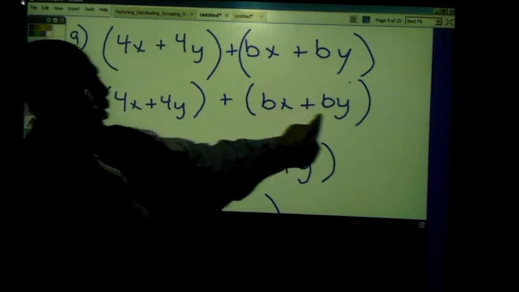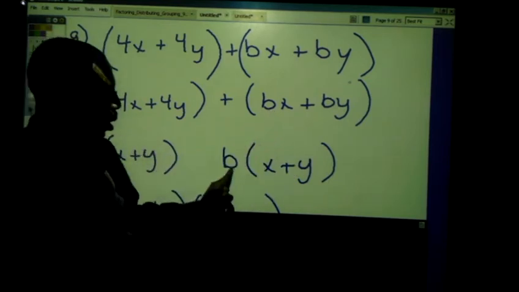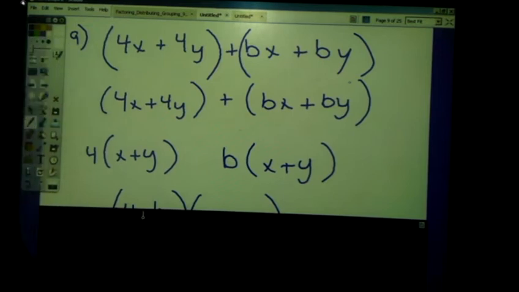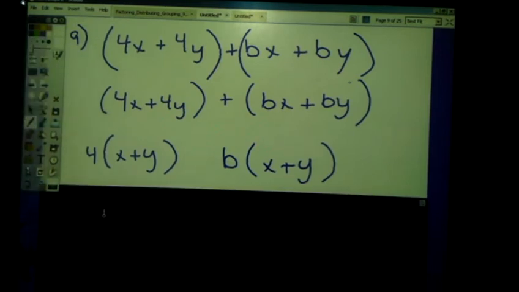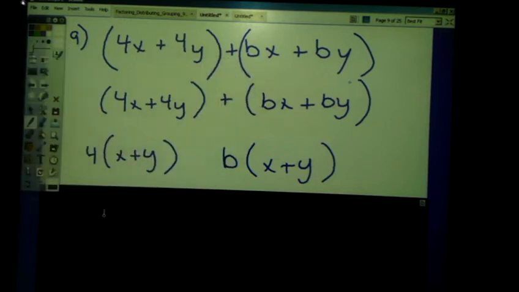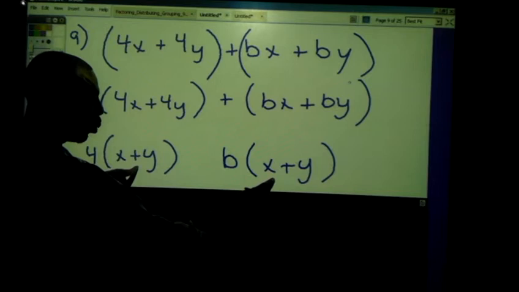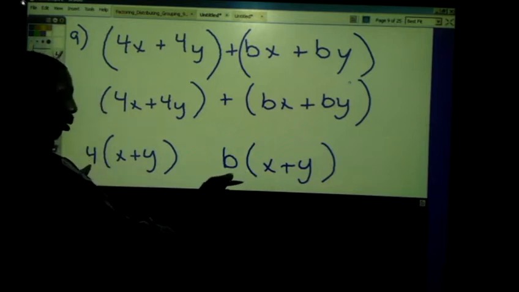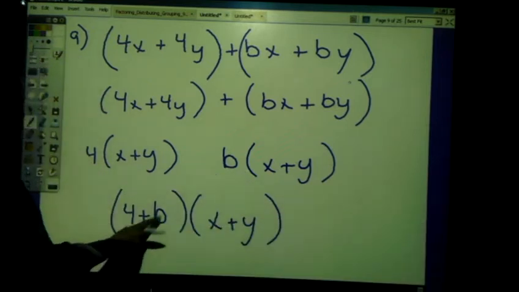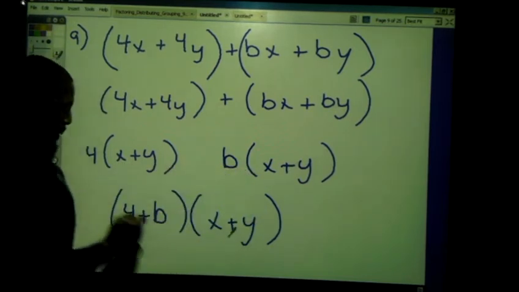For this one, both of these have b's in common, so we pull it out. B times x is bx, b times y is by. So when we're solving by grouping, you only do this when you're trying to factor a 4-termed expression. You notice we have the same thing inside the parentheses. Once we see the same things inside the parentheses, we know our answer is going to be the outside numbers put together, so that's 4, and a positive b, and then one of the inside terms, x plus y.